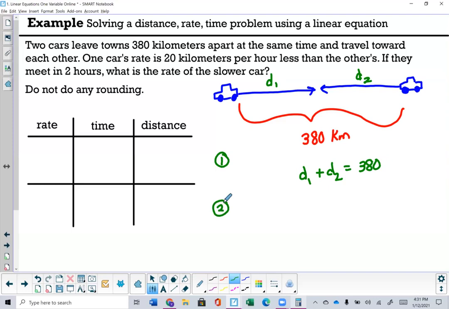One car's rate is 20 kilometers per hour less than the other's. So let's say if car 1's rate is R, then car 2 is going to be R minus 20. If they meet in 2 hours, that tells us the time that they both travel is 2 hours.